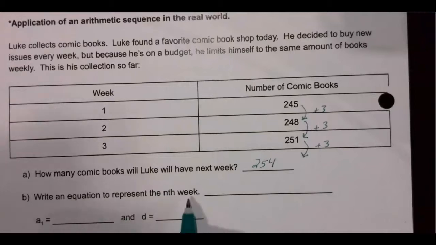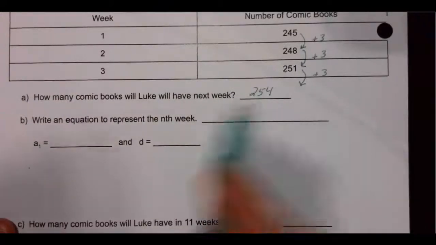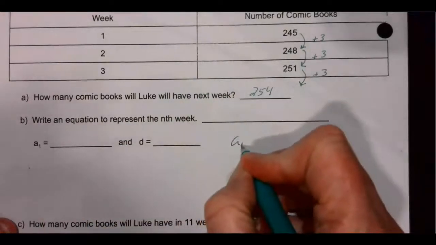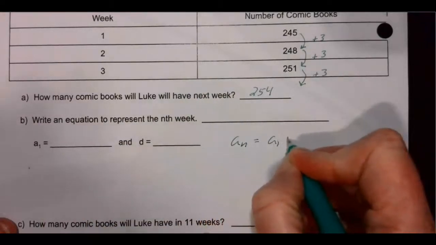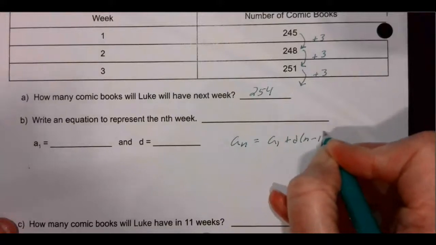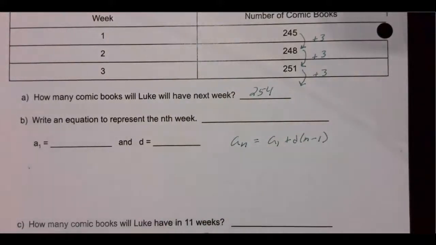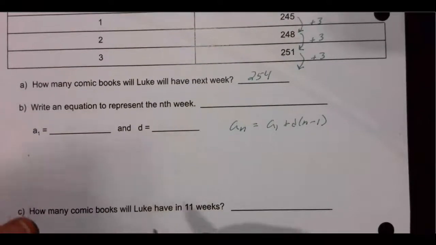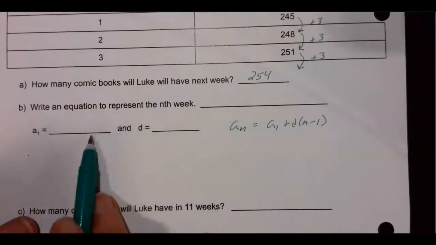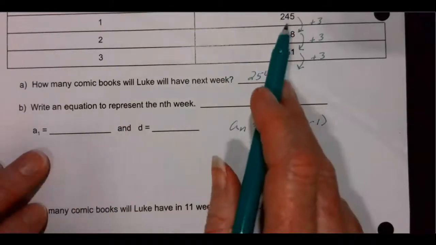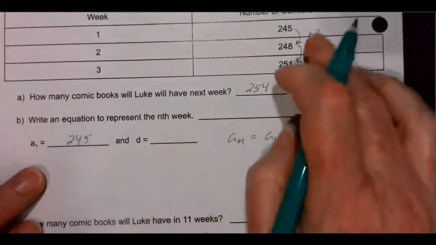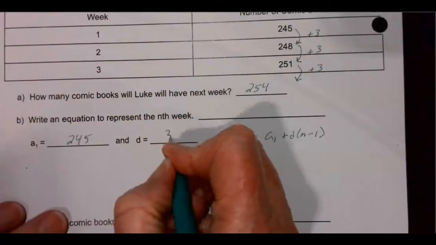Okay, write an equation to represent the nth week. Well, in order to write an equation, we have to plug it into a sub n is equal to a sub 1 plus d times n minus 1. Well, we could do recursive, but that's only if I want like the first 4 terms. So to write the equation, we're going to have to plug it in. So what's a sub 1? 245. And we've already talked about the common difference. That was 3. We're going to add 3 every time.